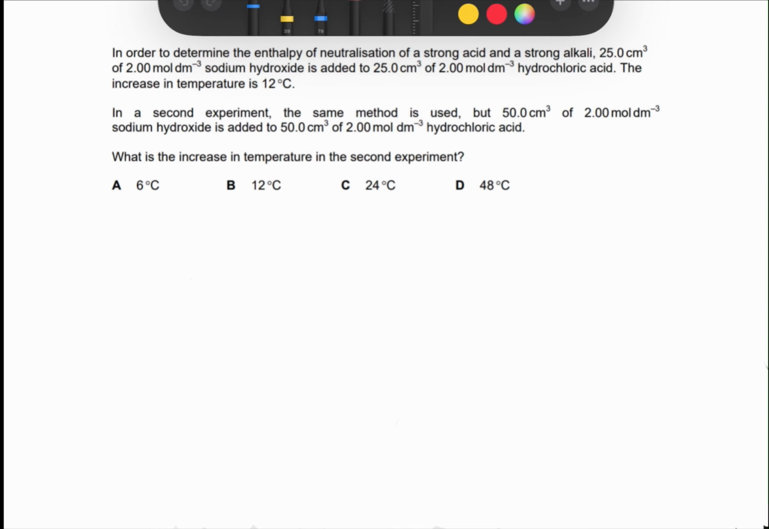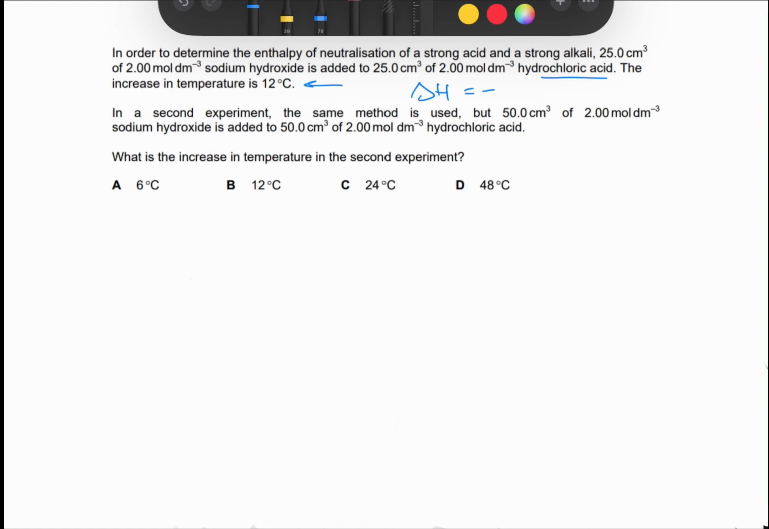As we can see, the question is describing the neutralization process between hydrochloric acid and sodium hydroxide. They're mixed together. You just notice that the enthalpy change of a neutralization is always negative since it's an exothermic process. And the rise in temperature in the first experiment was 12 degrees Celsius.